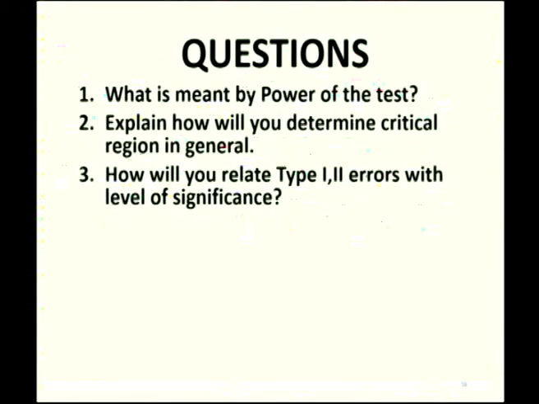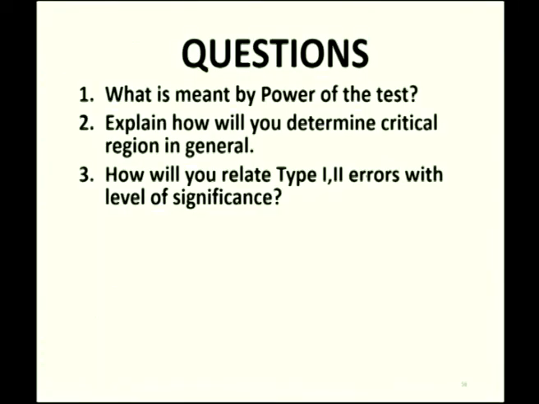So, based on the discussion in this session, the following questions are posed. What is meant by power of the test? Explain how you will determine the critical region in general, whereas in particular for 5% level of significance and 1% level of significance we have seen in the previous session. So, how will you determine the critical region in general for alpha? How will you relate type 1 and type 2 errors with levels of significance?